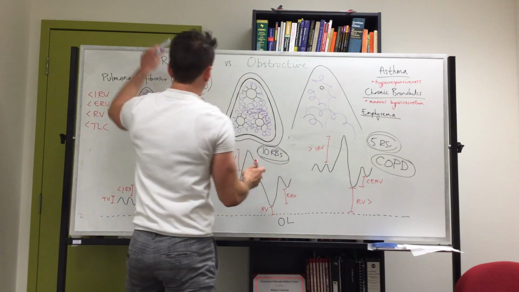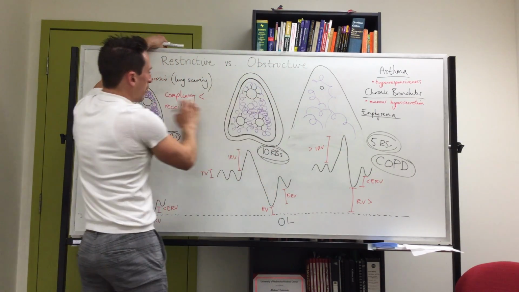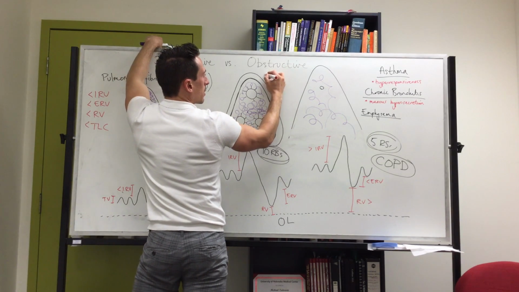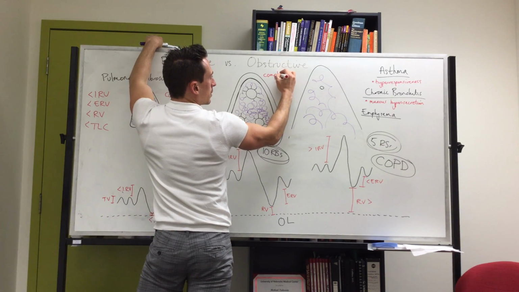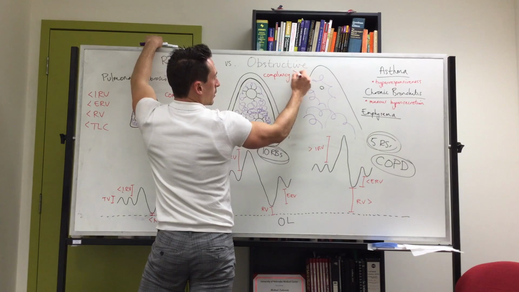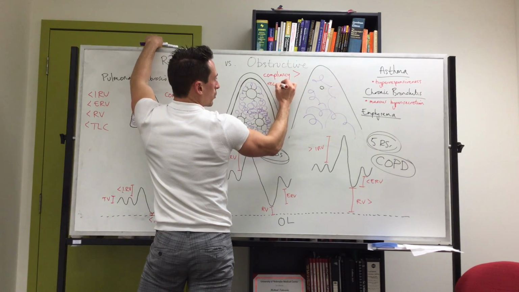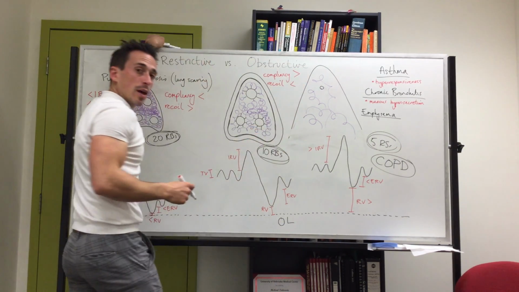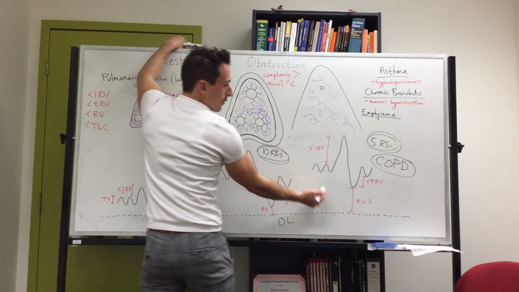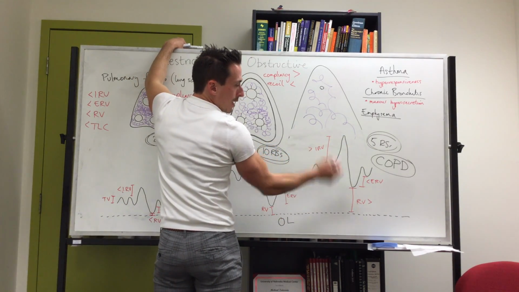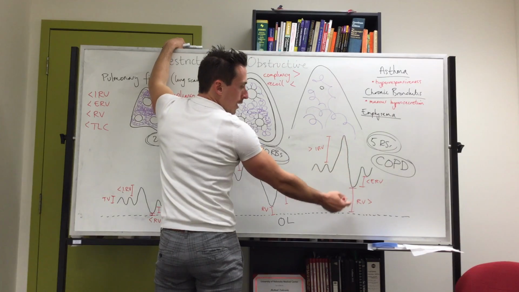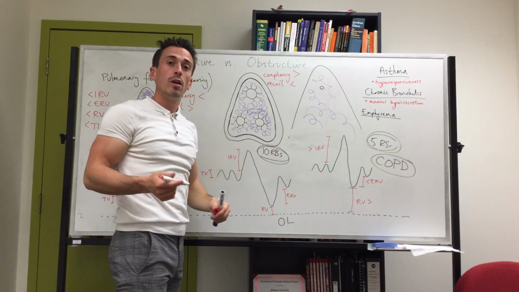Increased total lung capacity. So comparing compliancy and recoil, might as well write it down. The compliancy for an obstructive disease is greater. The recoil is reduced. Okay? And again, you have increased total lung capacity, increased inspiratory reserve volume, increased residual volume for somebody with an obstructive disease.